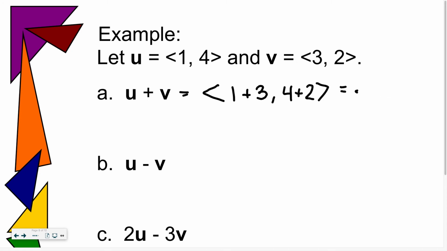How about 4, 6? It is supposed to be easy math. You can make mistakes, just like me. Okay, so we just add the horizontal, add the vertical. This right here is your resultant, right?